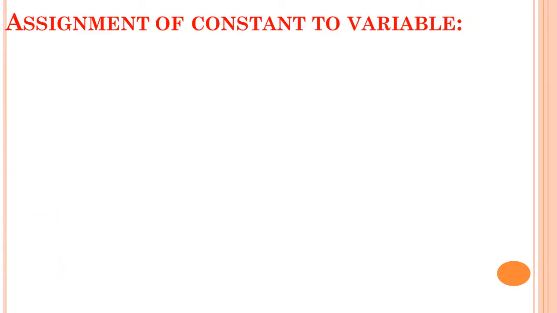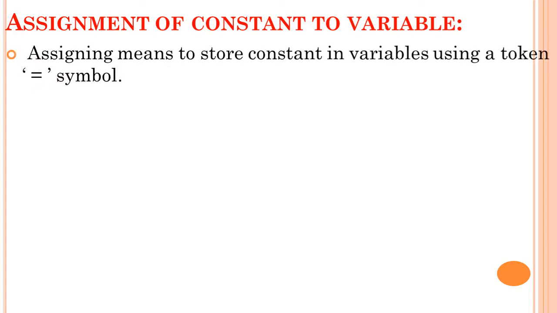Next is assignment of a constant to a variable. It means you are giving a value to a variable. You are assigning the value to a variable. You can assign constant values. How to assign? Assigning means storing a constant in a variable using a token, the equal symbol. If you are going to initialize or assign a value, we have to use an equal symbol between the variable and the value. That equal is known as a token. Why? What is the meaning of token here? A token is an individual element.